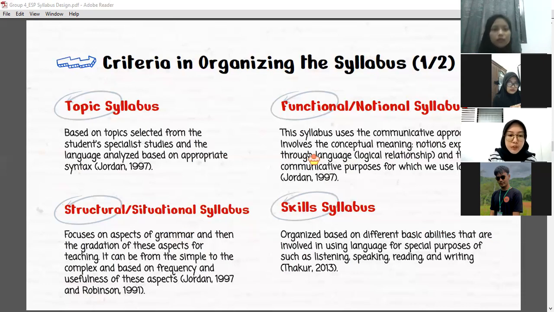This approach focuses on communication, like the processes of communication that are often used in the teaching learning activity. For example, problem solving, obtaining information, interacting with people, and so on, according to Jordan in 1997. The fourth is skill syllabus. Skill syllabus is organized based on different basic abilities that are involved in using language for special purposes such as listening, speaking, reading, and writing, according to Thakur in 2013.